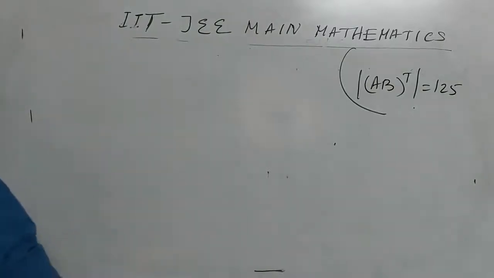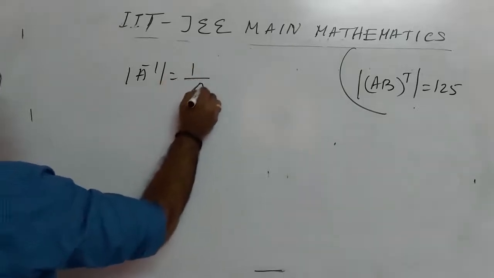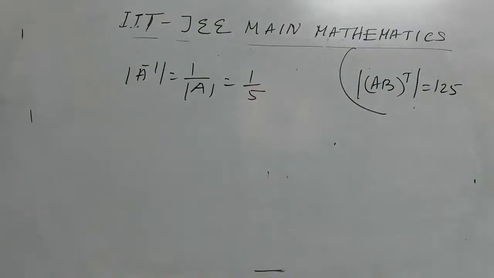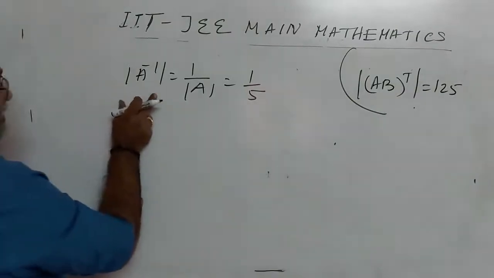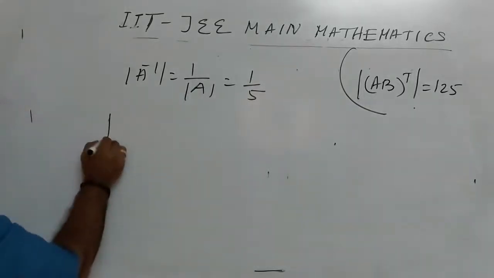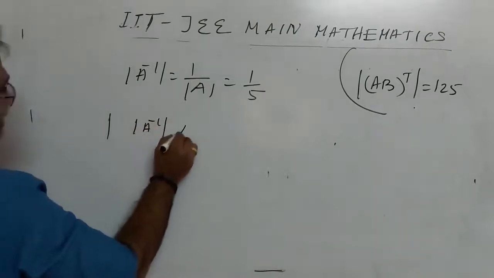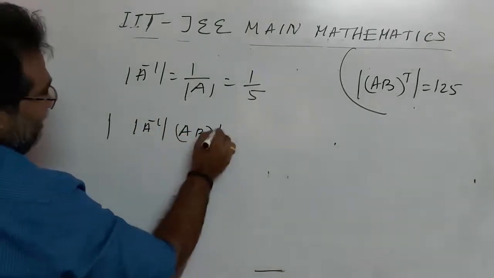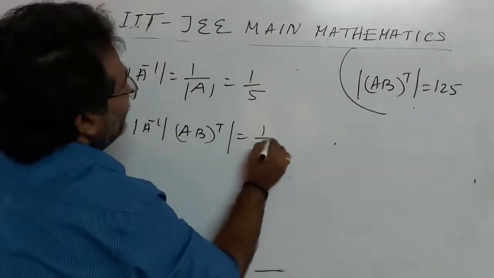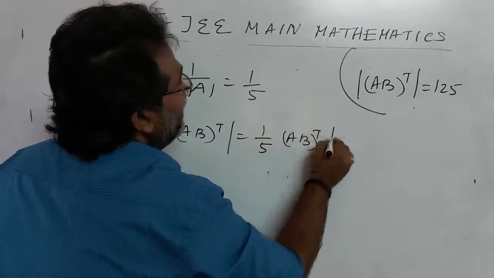Now determinant A inverse equal to 1 by determinant A, that is equal to 1 by 5. We have the property determinant A inverse equal to 1 by determinant A, but determinant A is equal to 5. Now you take determinant of determinant A inverse into AB transpose. This is nothing but 1 by 5 into AB transpose.